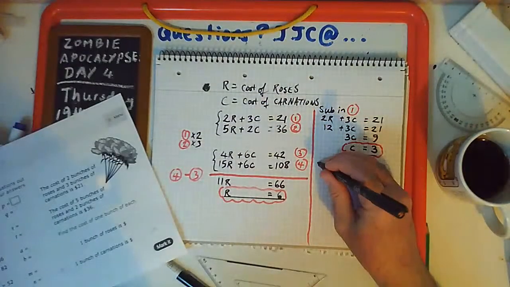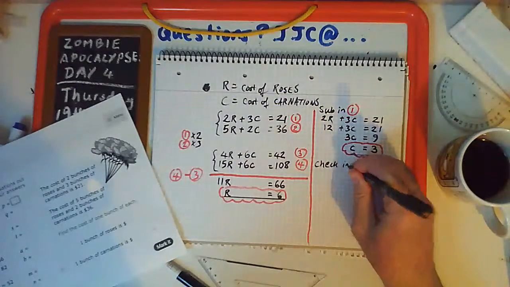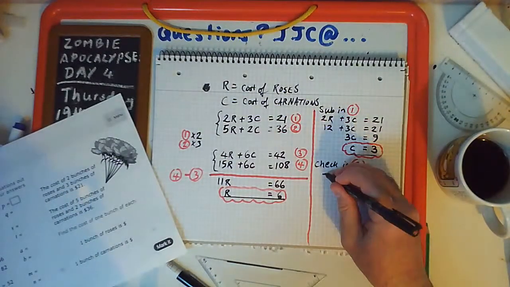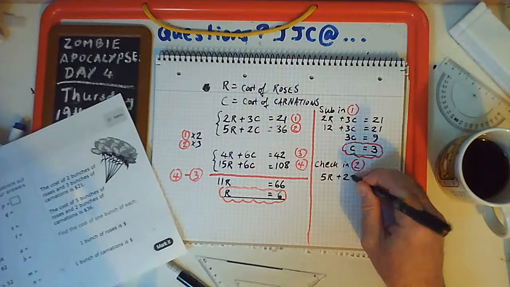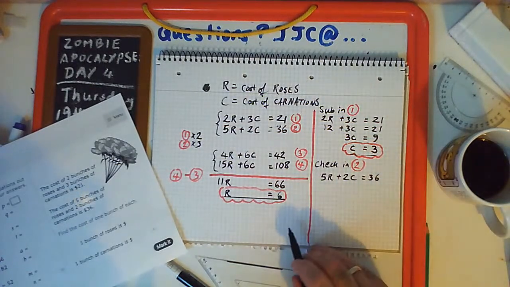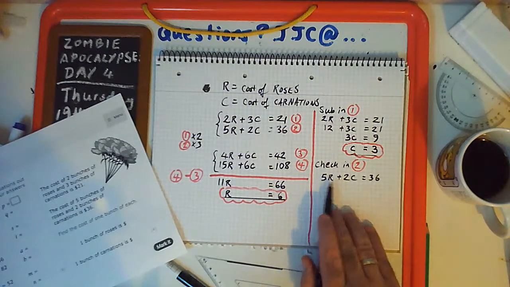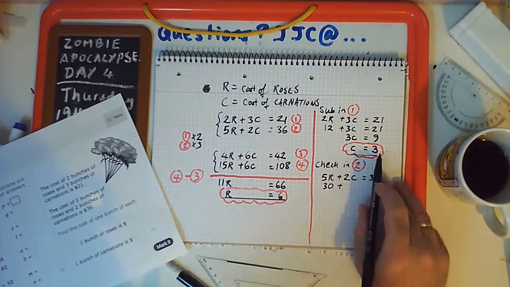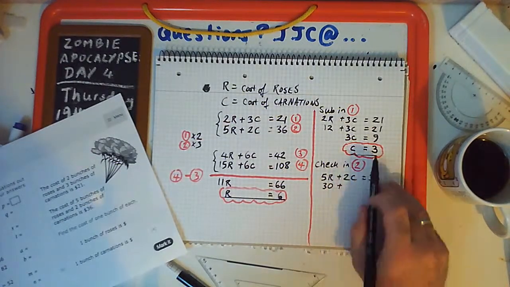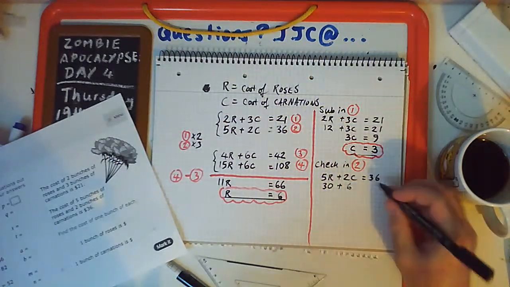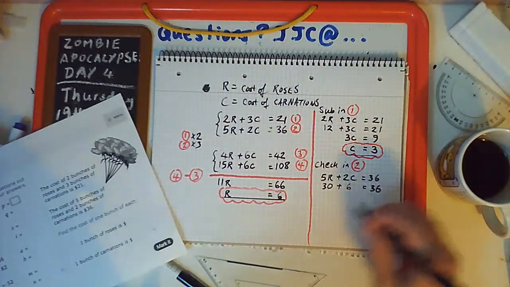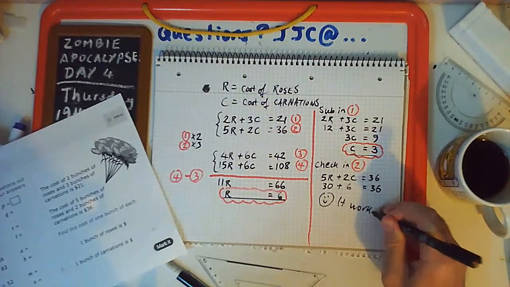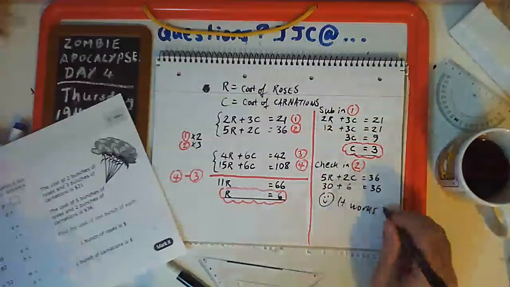But just to make sure I haven't messed it up, I'm going to check it in equation 2. So equation 2 said 5R plus 2C equals 36. R was 6, so 5R is 5 times 6, which is 30. C was 3, so 2C is 2 times 3, which is 6. 30 plus 6 is 36, so we can see that it all works. We got it right, and we haven't made any mistakes.